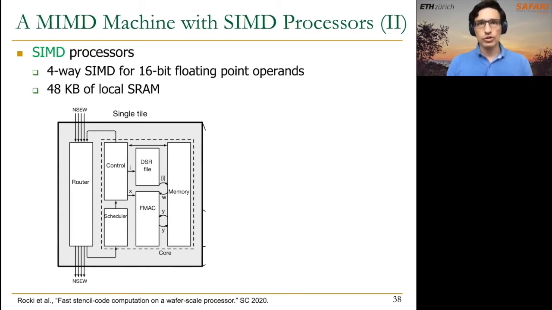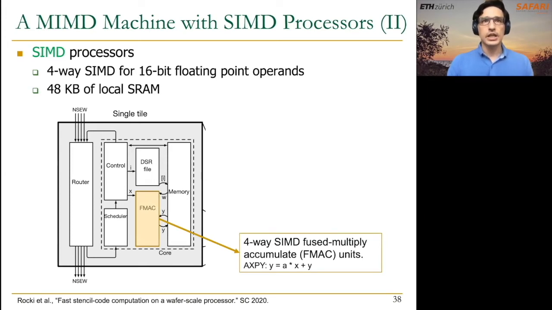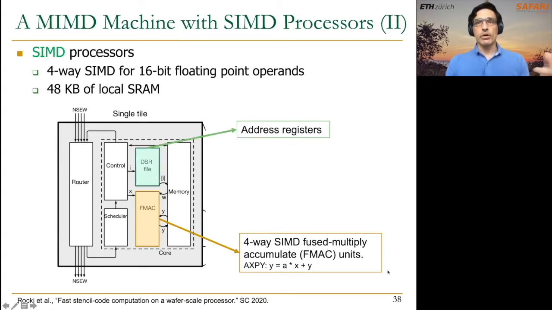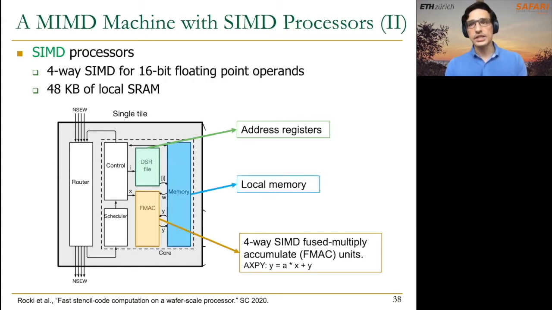Each of these SIMD processors, we know it's SIMD because it has a SIMD functional unit, which is 4-way. This means that it has 4 lanes, so it can execute 4 operations in parallel. And these operations are the important operations for machine learning, which is the fused multiply-accumulate operation. We obviously need some operands to operate using these FMAC SIMD units. To do so, we have some address registers, and using these address registers we access a local memory, in total 48 kilobytes of SRAM.